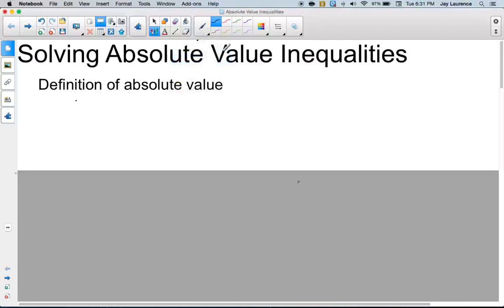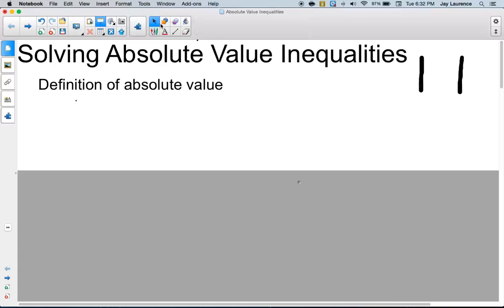Hello, algebra students. Mr. Lawrence here, and today we are going to be learning about solving absolute value inequalities. Now, some of you don't even know what absolute value is, okay? Absolute value will be a symbol that looks kind of like this, and there'll be a number or a variable or a combination of both inside of there.